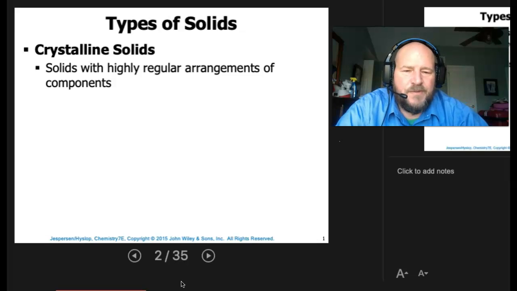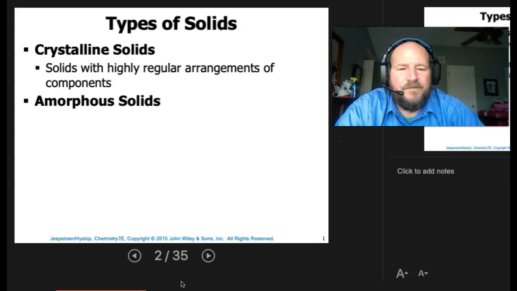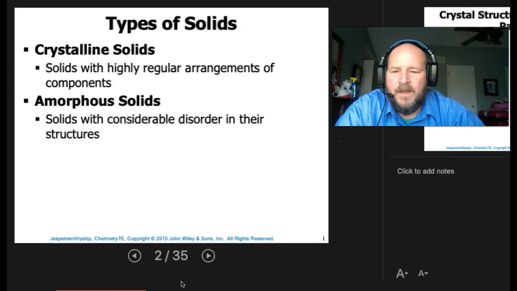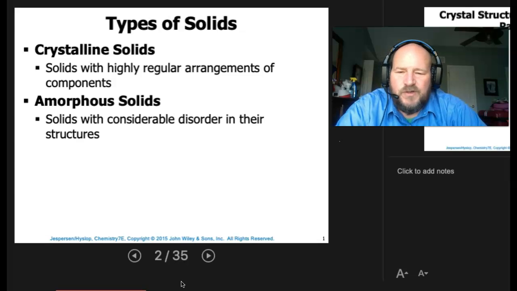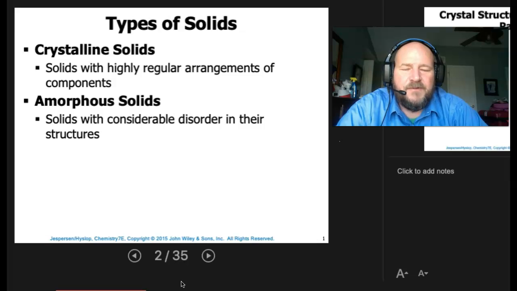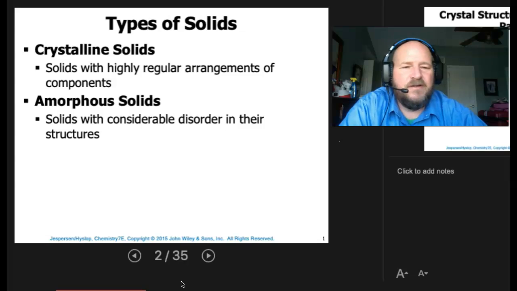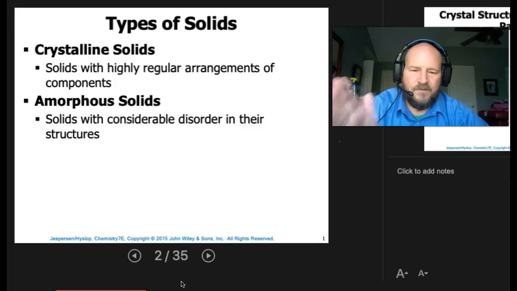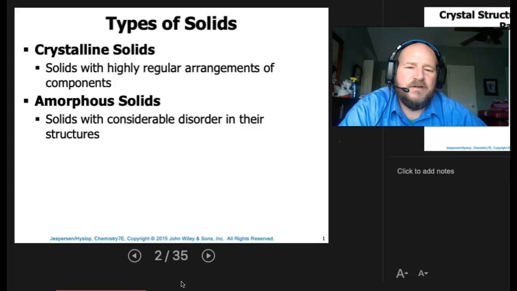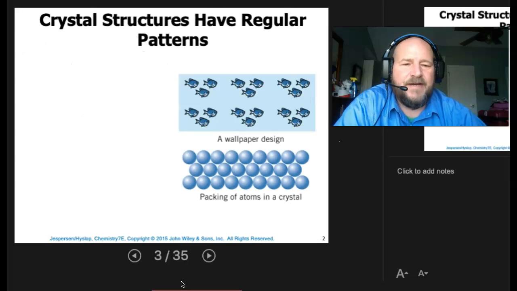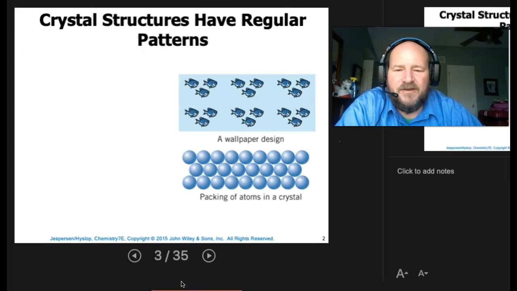Now, not all solids will be crystalline. They can also be amorphous. An amorphous solid is one where there's considerable disorder in its structure. You can think about it as they start to crystallize, little fragments of crystallization start everywhere. They're all different patterns, and so it becomes a weird non-repeating pattern. Versus if I were to get everything to order from one end to the other, then I'll get a more crystalline nature. So crystal structures have regular patterns.